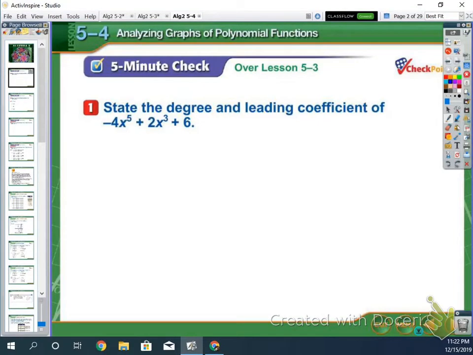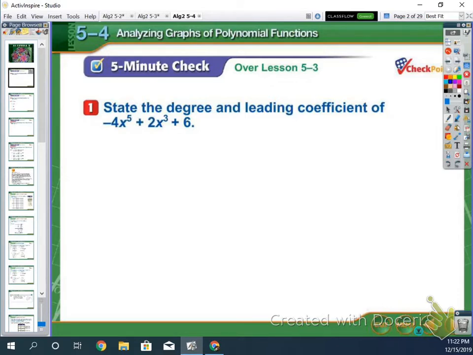All right, 5-4, starting with a couple bell ringers. This first one should be very quick and easy. Honestly, if you haven't already gotten out a whiteboard, you probably don't even have to. This is something you could just think about mentally and check yourself on.